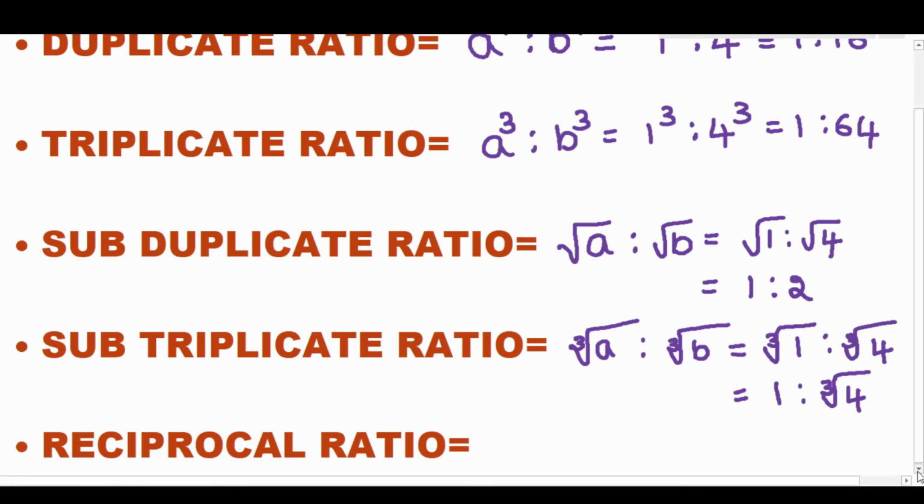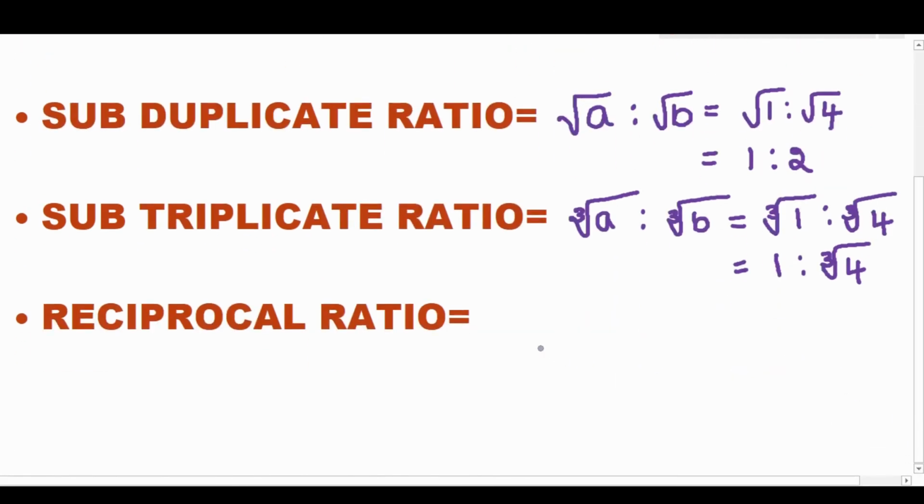Next, we have the reciprocal. So we learned in the reciprocal ratio, that is A is to B becomes 1 by A is to 1 by B. So in the place of A, we have 1. In the place of B, I have 4. Therefore, the reciprocal ratio is 1 is to 1 by 4. On further reducing, it gets reduced to 4 is to 1.